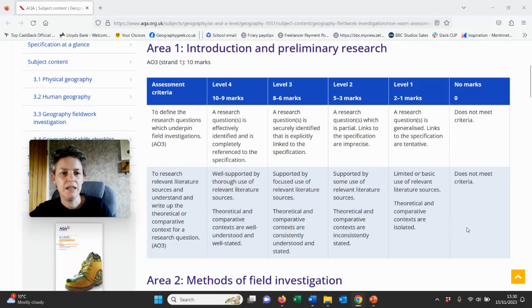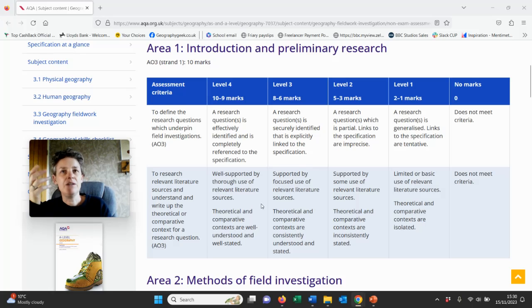So if we have a look on here, this is the mark scheme that your teacher, and if your work is sent off, the moderator would use to mark your work. And this is all about the introduction and your literature review. So there's 2 things that you need to do. You need to define the research questions. So that's about linking them to the spec. And you want it effectively identified, completely referenced to the spec. So you want to explain that reference to the spec really well. And the second part is all about the literature review, well supported by thorough use of relevant literature sources.